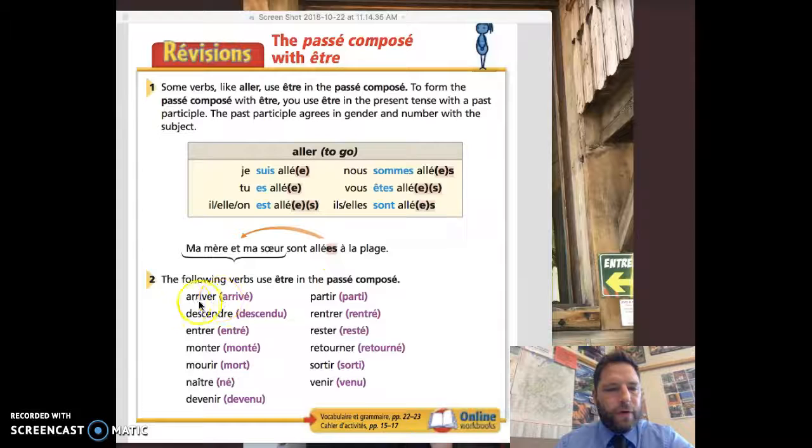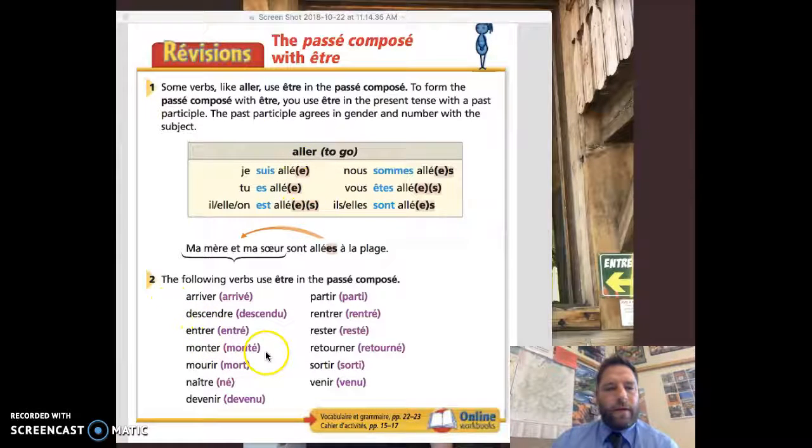The forms, so these are homophones. I'm going to go over the participe passé, or the past participle. We have arrivé, descendu, entré, monté, mort. This one will change pronunciation with feminine. So if it was feminine, you would say elle est morte. So you have a T sound at the end because of the E. Né, devenu, parti, rentré, resté, retourné, sorti, venu. And all these verbs follow the same rules where you would have to add the E or ES depending on the subject.